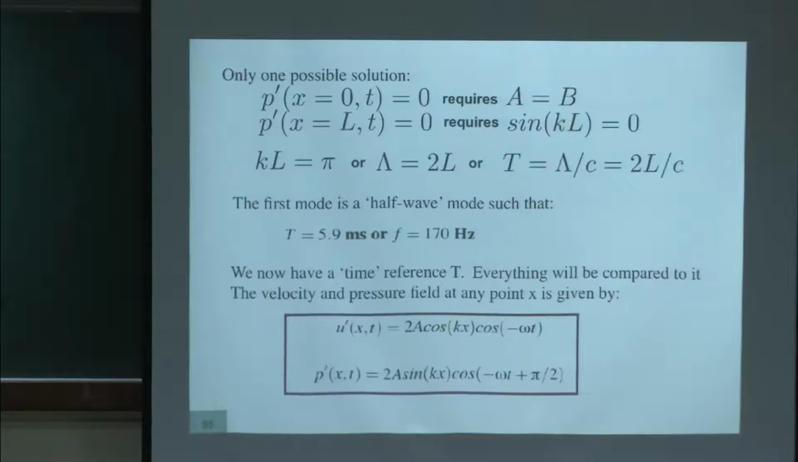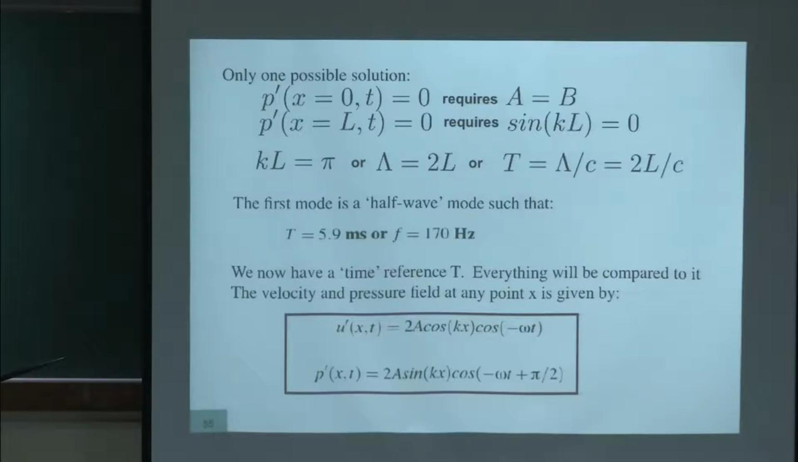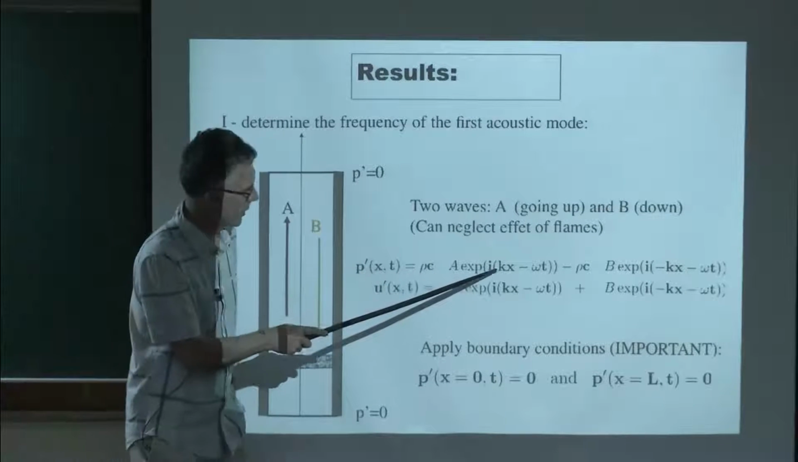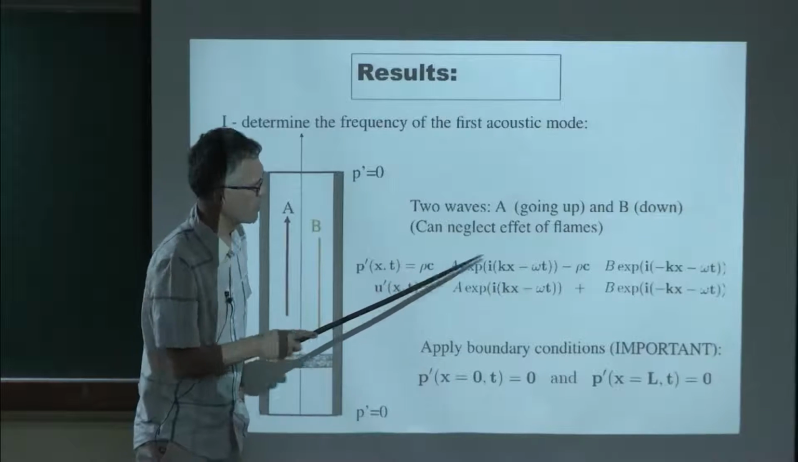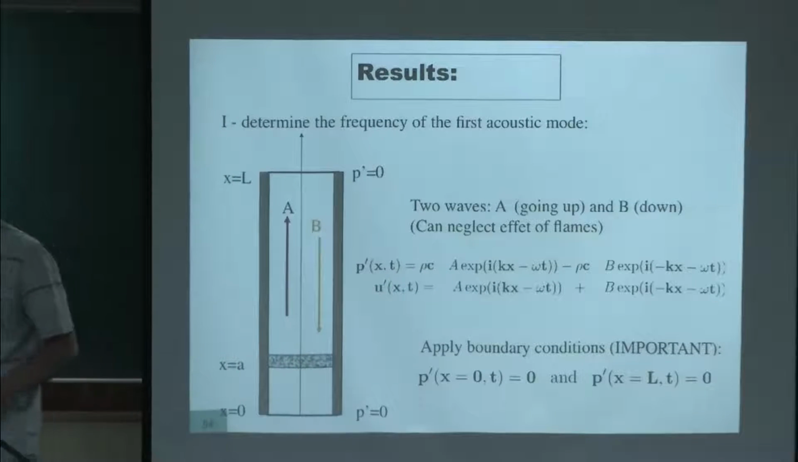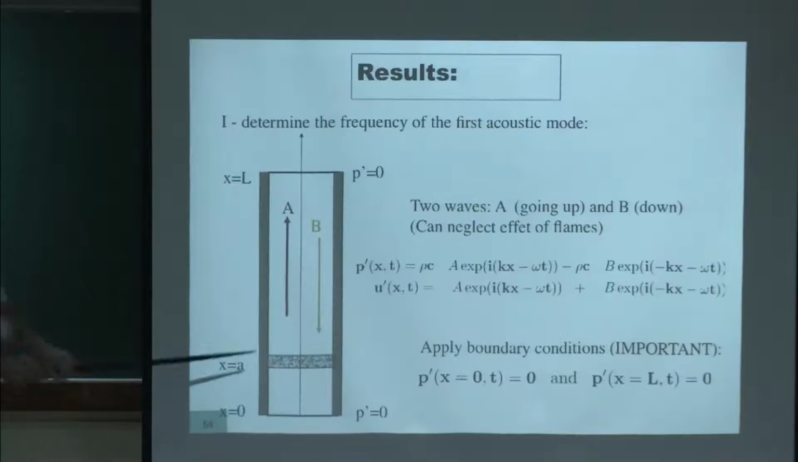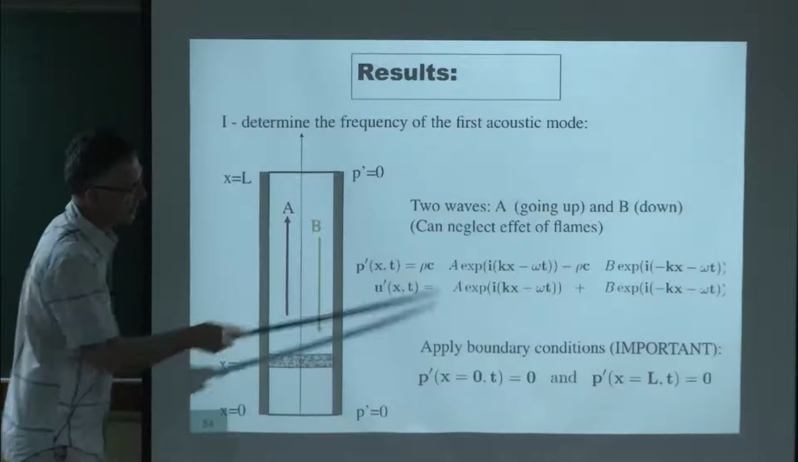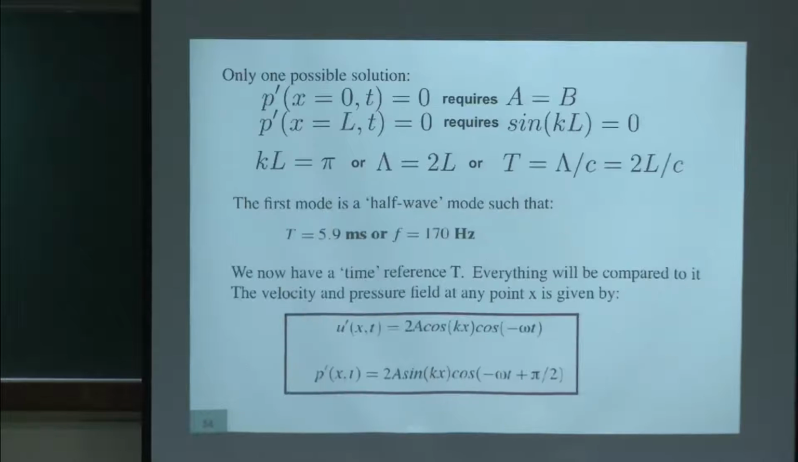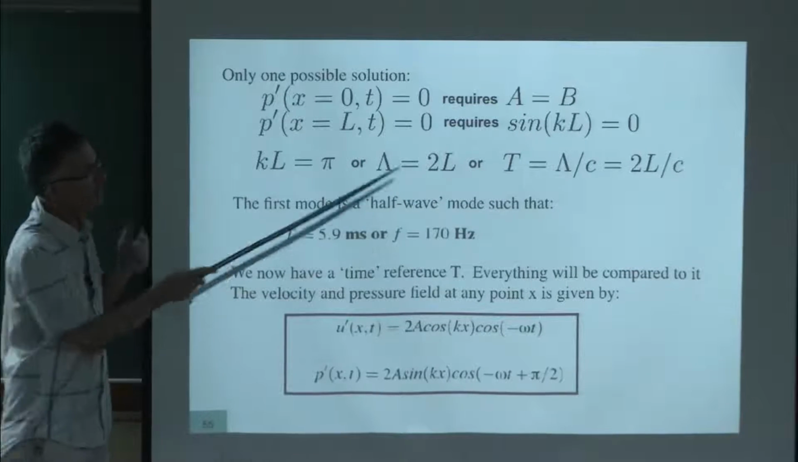Now, if you write this condition in this expression, it tells you that for x equals 0, for all times I must have P prime equals 0, so A minus B must be 0. So this gives you A equal to B. And if you go to the other side, at x equals L, pressure must also be 0. You plug that into this expression, and since A equals B, you must have sine KL equals 0.